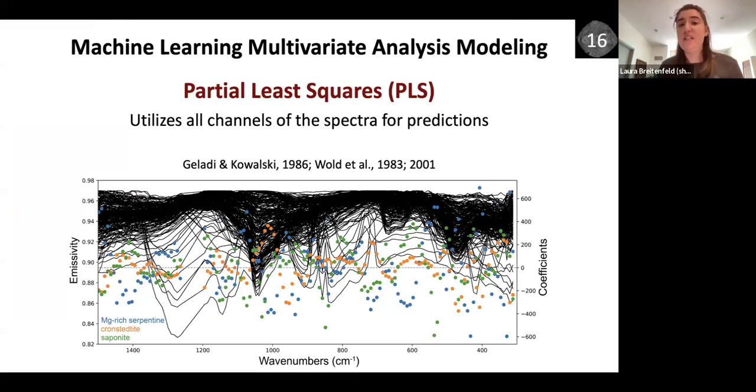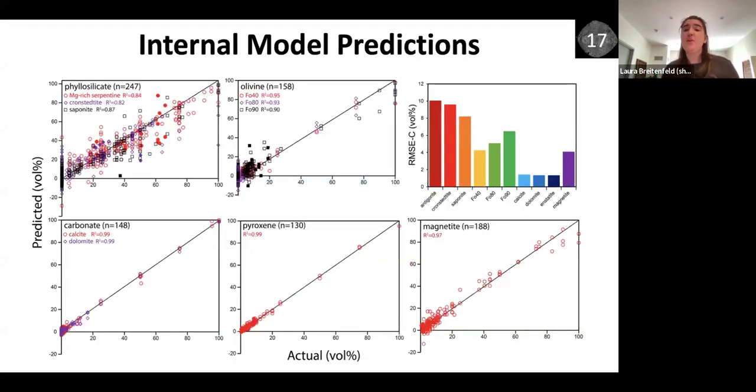So utilizing these data, we apply a machine learning multivariate analysis modeling technique called partial least squares, or PLS. And this technique utilizes all of the channels within the spectra to make predictions of a given metadata category. In this case, we're interested in predicting composition. This is a summary of the internal model predictions for these models that I constructed. So I constructed 5 models that are shown here.